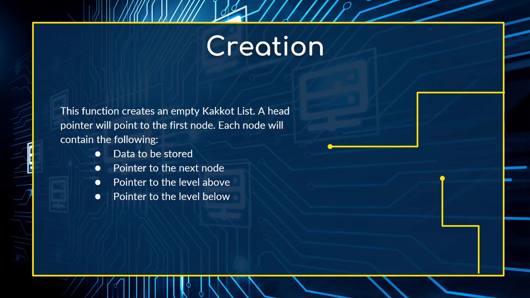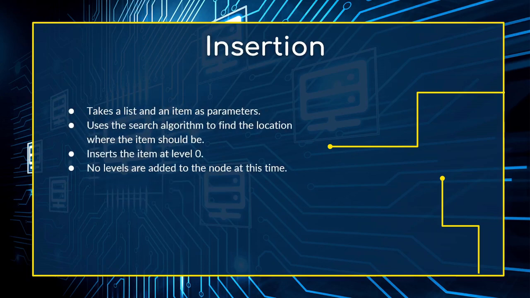So we have the creation function, and this function essentially just initializes the head of the list. It initializes an empty list, and then there's another class which creates each node, which has an up, down, right, and left pointer. Then we have the insertion function. This inserts a key at level 0. If the key is already there, the insertion function doesn't do anything. But if it doesn't exist within the list, it will always be inserted at level 0.